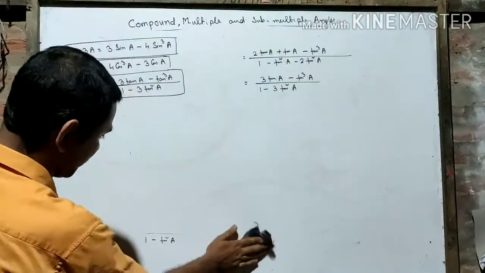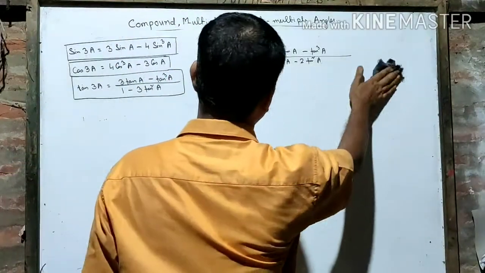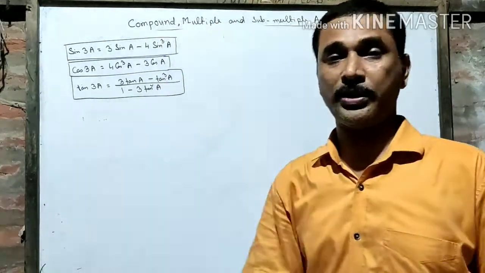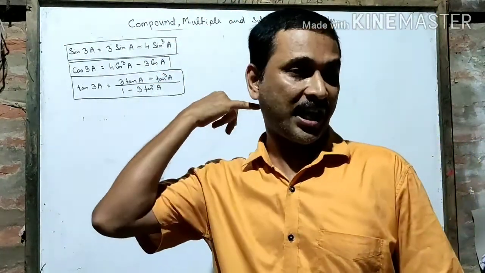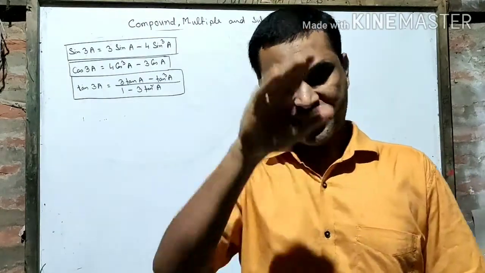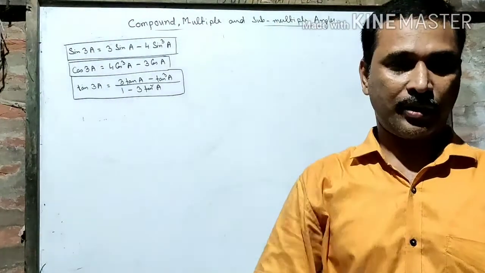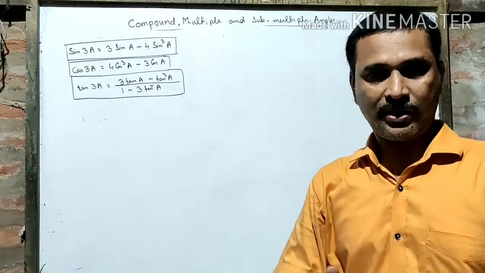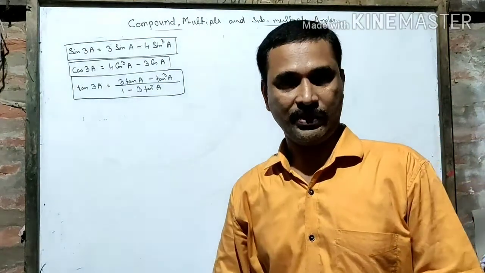So we have done the formulae. These are the formulae. You make a chart of all the formulae, hang it on your study table, and just watch it. Just read these formulae whenever you sit at the table and whenever you get up from the table.